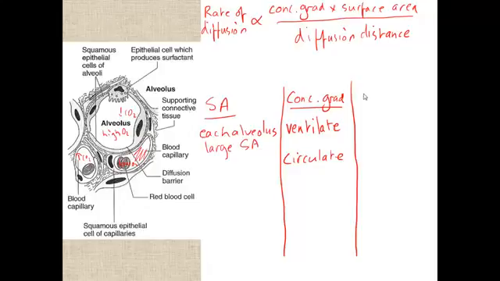And then the last one is something we want to be small. That's the diffusion distance. And to make sure this is small, we're using squamous epithelial cells. You knew there was a reason we spoke about them, didn't you? Therefore, we are reducing this distance here by using two squamous epithelial cells to provide our barrier between the atmosphere and our blood. So, rate of diffusion is going to be fast.